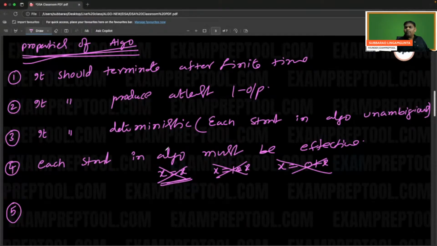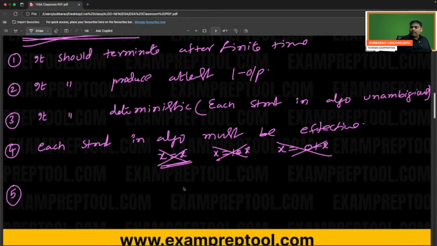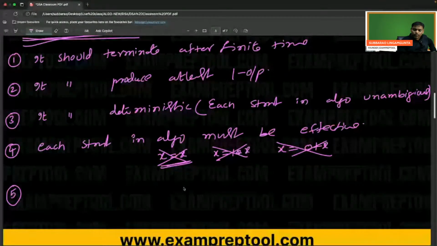Algorithm should be deterministic. Yeah, I think it is excellent. Ella said excellent. Each statement in algorithm must be effective. See the fifth statement.